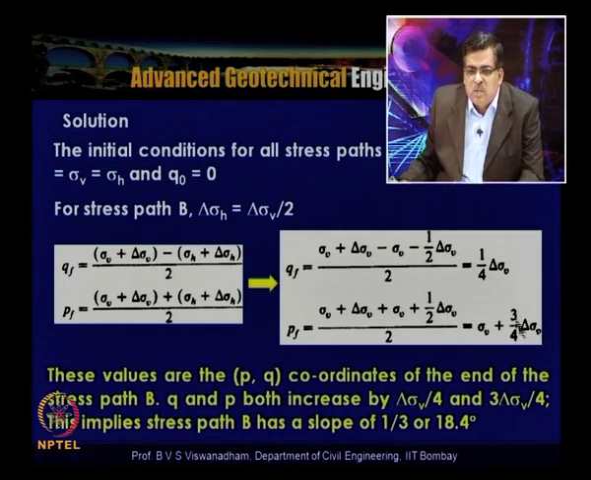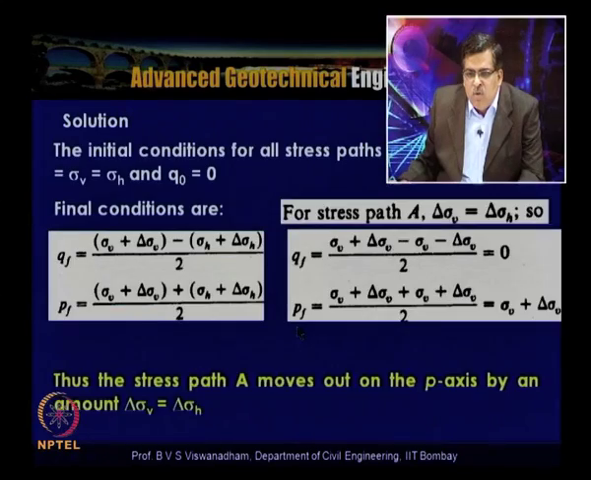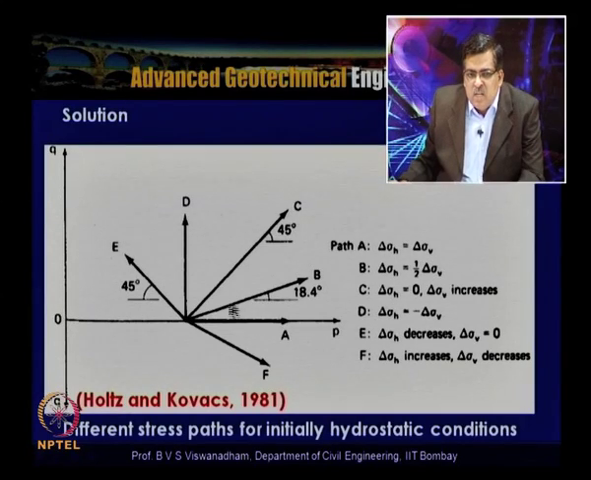This implies that the stress path has a slope, Q by P, of 1 by 3 or 18.4 degrees. So hence we can draw this stress path TB with an incline and with the coordinates we discussed, 1 by 4 delta sigma V and 3 by 4 delta sigma V. It is increased by that much amount, and that is the stress path for the loading condition where delta sigma H is equal to delta sigma V by 2.